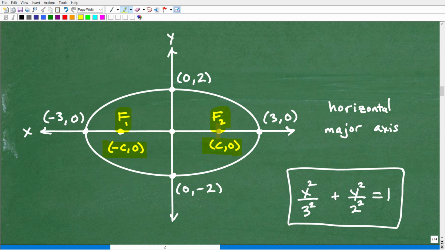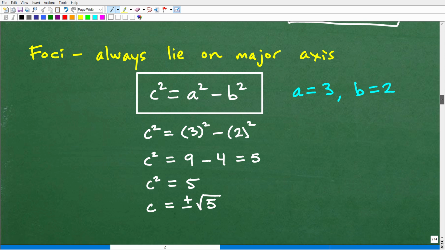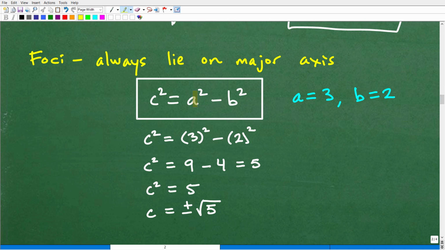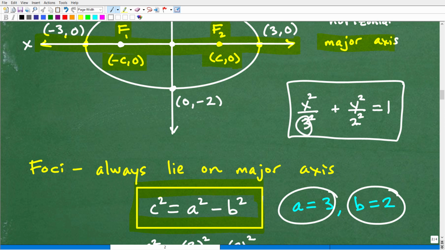So these points, the foci, which are always on the major axis, are located at the points (-c, 0) and (c, 0). Now, of course, we're asking ourselves, what is c? Let's define that right now. Again, the foci always lie on the major axis. We have a nice equation here. It looks like the Pythagorean theorem, but c squared is equal to a squared minus b squared. And what are a and b? We already defined that. It comes from our equation: this is a squared, that's 3 squared, and this is b squared. So that's where our a and b come from.